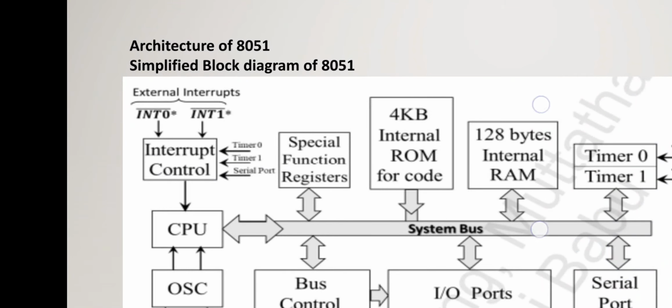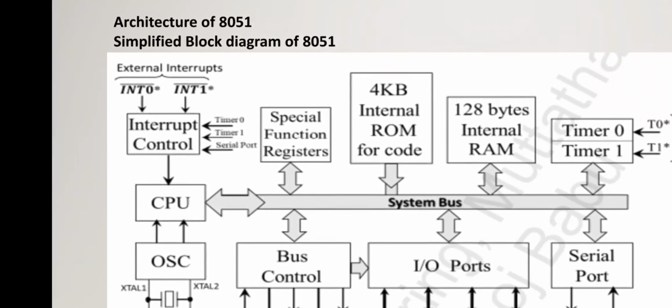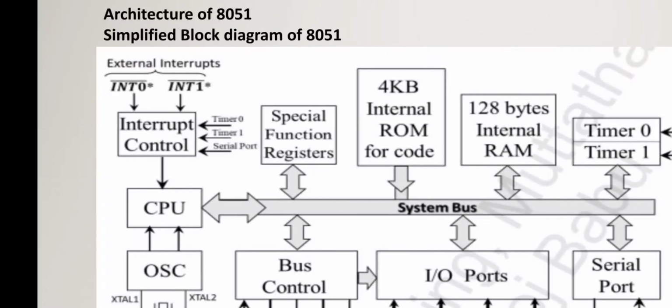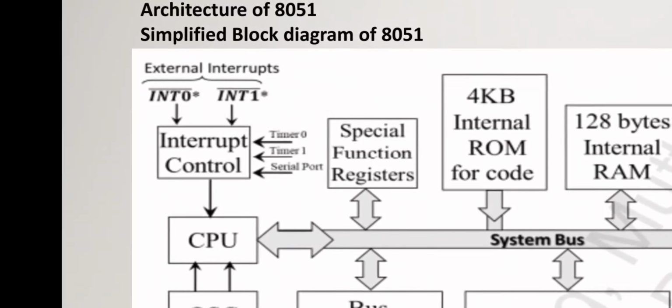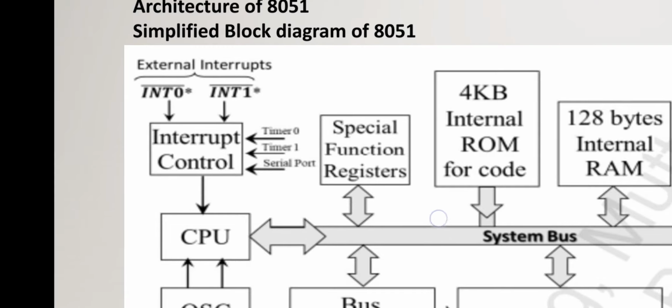Okay. Then next we have RAM and ROM, internal RAM and ROM. The data memory is saved in internal RAM. It has 128 bytes of internal RAM, and program memory, or code, is saved in internal ROM, which has 4 kilobytes of memory space, and it has some special function registers too. And also it has an interrupt control. It contains 5 interrupts, that is 3 internal interrupts, that is software interrupts, and 2 external interrupts, that is hardware interrupts. The external interrupts are coming from the pins INT0 and INT1.